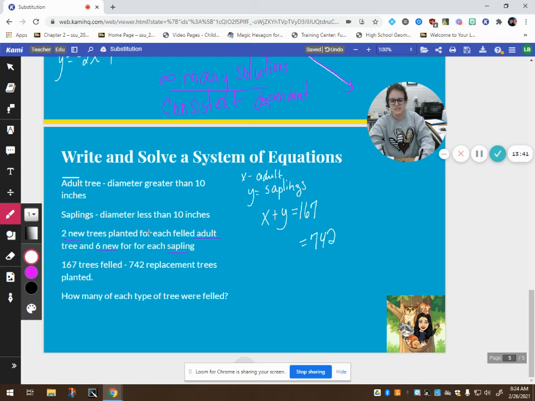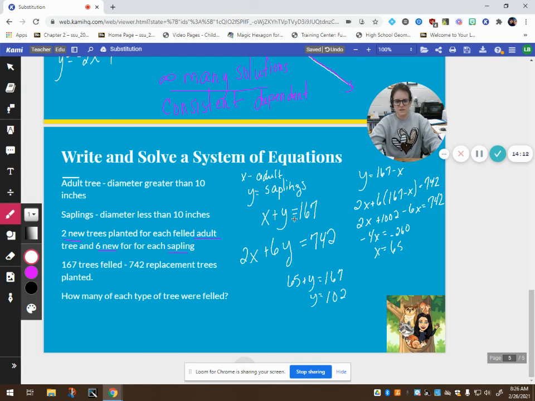Now they replaced them with 742 trees. So they planted 742. Well, we know that for each adult tree, they had to plant 2. So 2 times the number of adult trees they cut down, plus they planted 6 for each sapling that was cut down. And then that gave them a total of 742 new planted trees. So now that I have written the equations for you, pause the video, get one variable by itself, plug it in, use substitution, and solve.